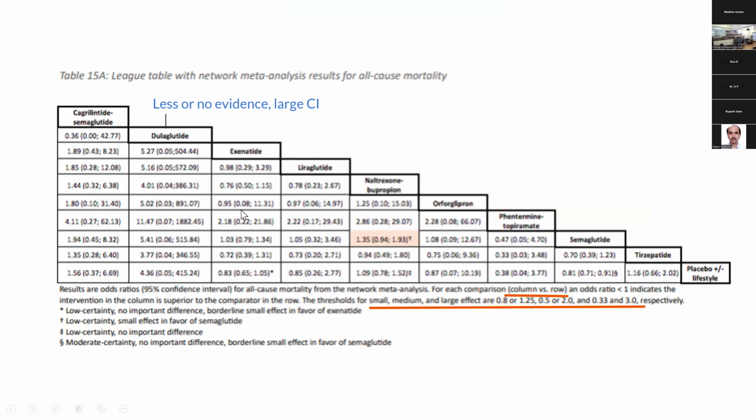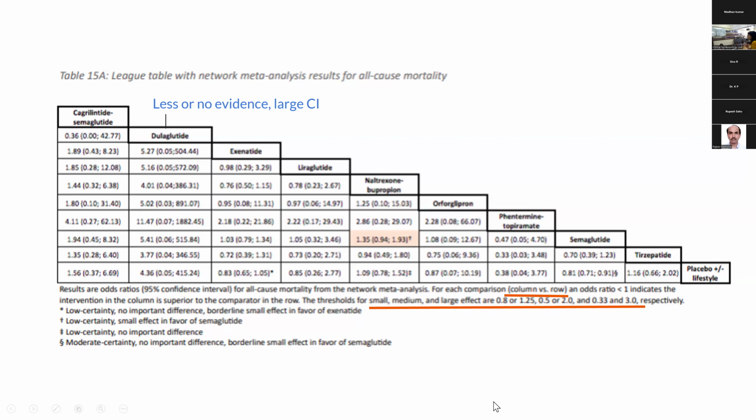The same table, when you summarize like this, is called a league table. So a league table is basically column versus row. That's important to look at when you are in a league table, because your odds ratio will invert otherwise. So this is cagrilintide versus dulaglutide. This is dulaglutide versus exenatide, cagrilintide versus exenatide is here. Cagrilintide versus liraglutide is here, dulaglutide versus liraglutide is here, exenatide versus liraglutide is here.